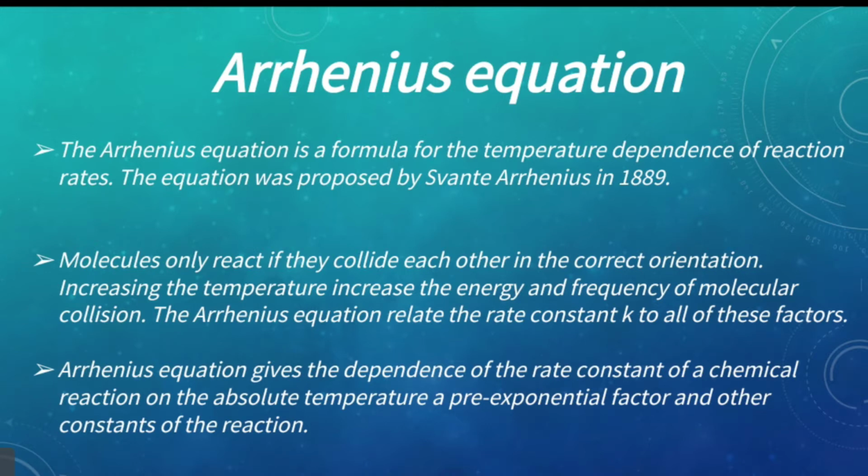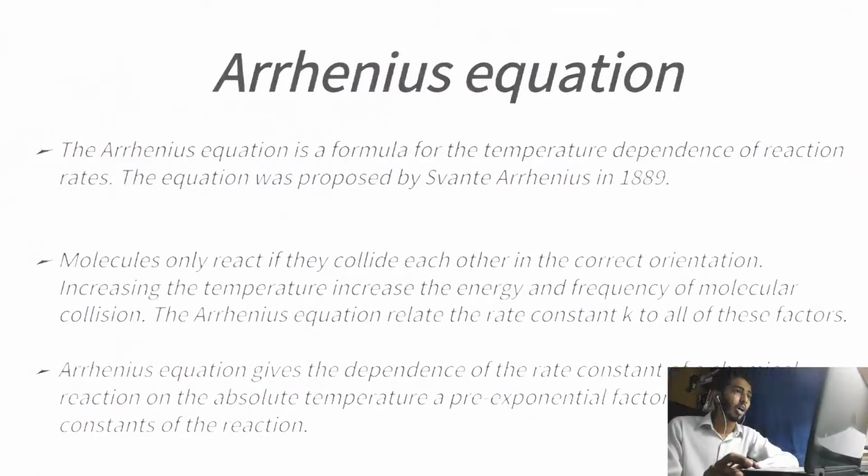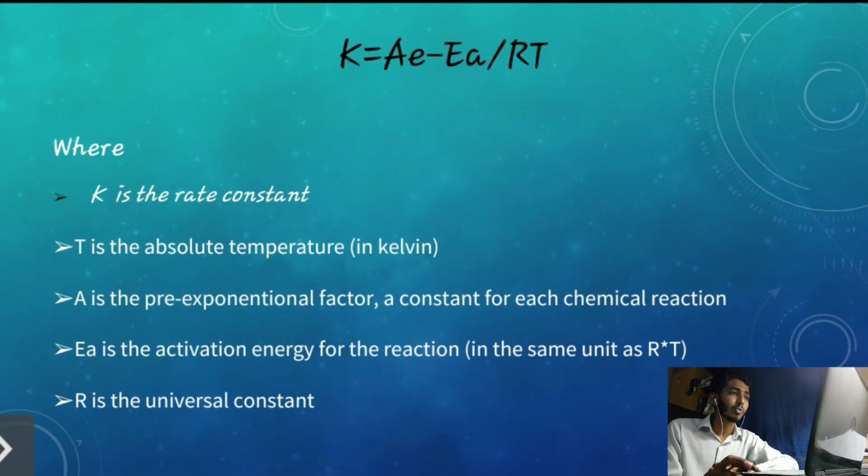The Arrhenius equation gives the dependency of the rate constant of a chemical reaction on the absolute temperature, the pre-exponential factor, and other constants of the reaction. Now here is the formula of the Arrhenius equation.